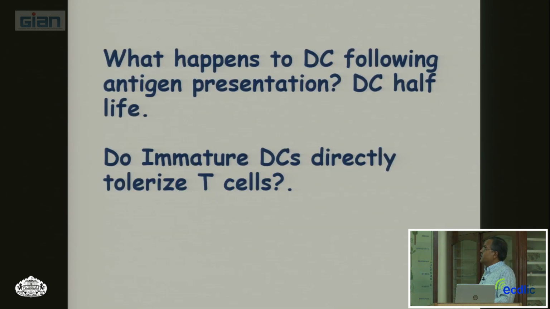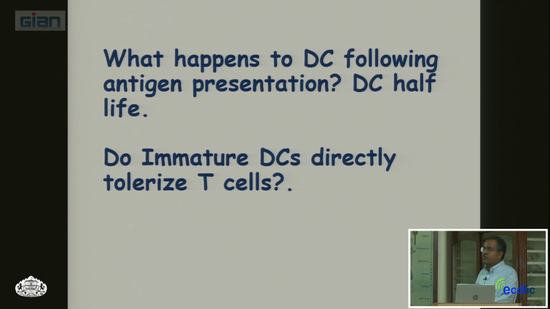Okay, so the question, I think you may all know the answer by this time. What happens to dendritic cells following antigen presentation? They need to go and die. That's a simple answer, and it is important also because you don't want those antigen presenting cells to hang around. Do immature dendritic cells directly tolerize T cells? The answer you will have to find out, and we can talk about it.